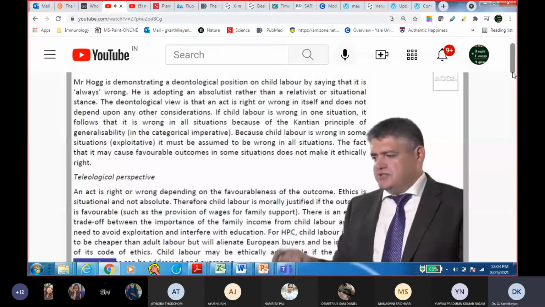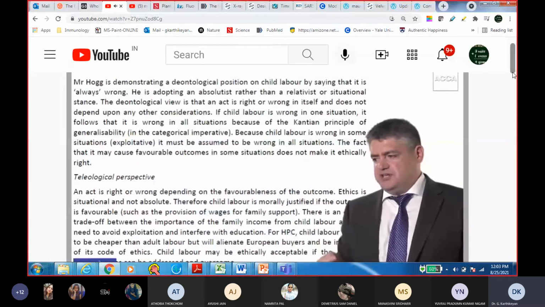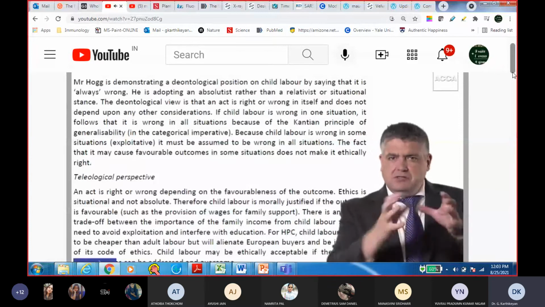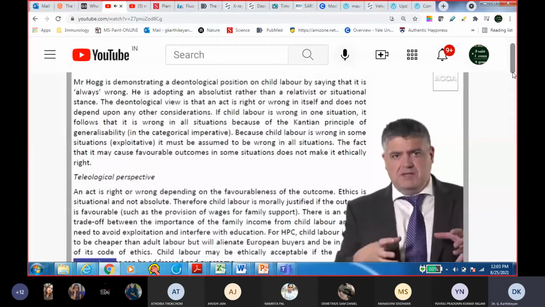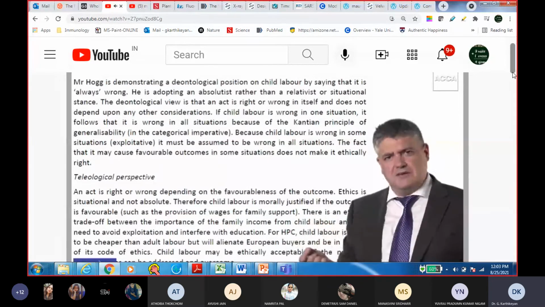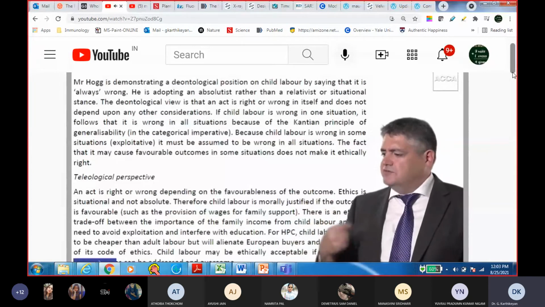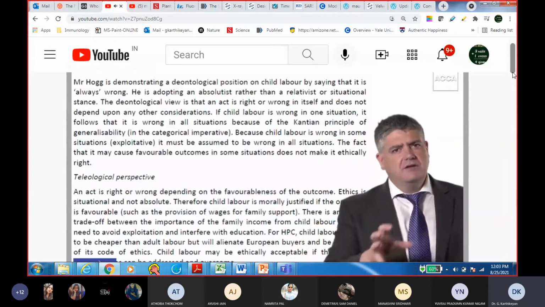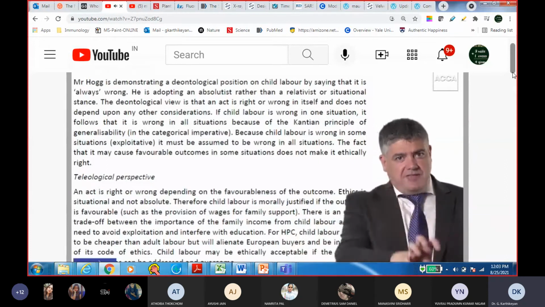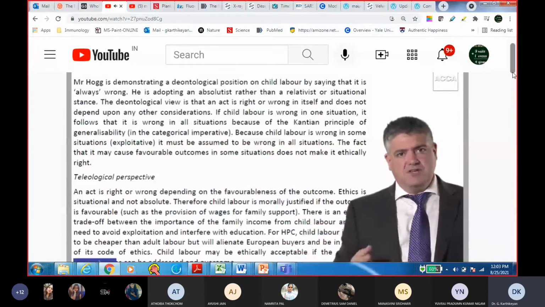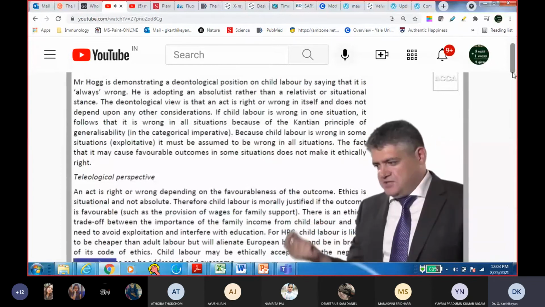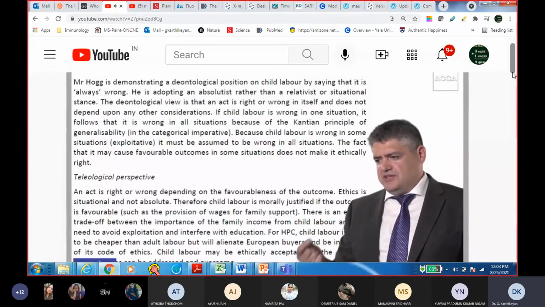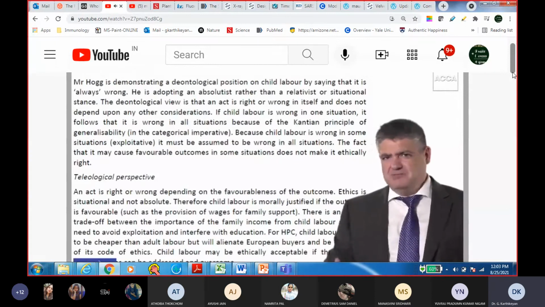He's adopting an absolutist rather than a relativist or situational stance. Deontological is aligned to absolutism. They're very similar. So I can make that statement, and I understand that. The deontological view is that an act is right or wrong in itself and does not depend upon any other considerations. Again, I understand that. It's simple language. Ethics is not difficult as long as you keep it simple. If child labour is wrong in one situation, it follows that it's wrong in all situations. Well, yeah, I think I can get that, that's all right.